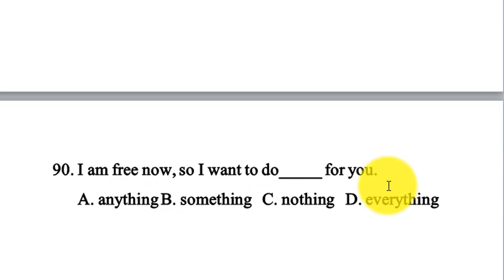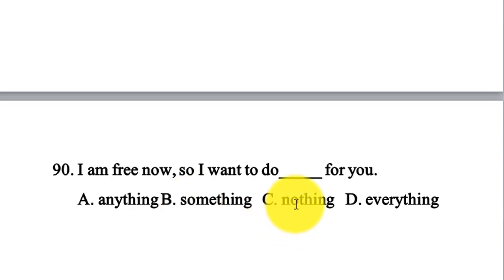Yeah, what's the answer? B, something, completely right. I'm free now, so I want to do something for you. Anything is for negative and question. So I don't want to do anything. I'm not free, so I don't want to do anything. I am free, so I want to do something. Positive.